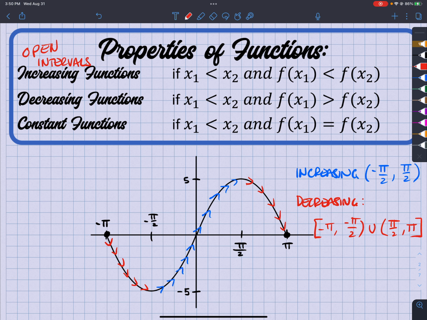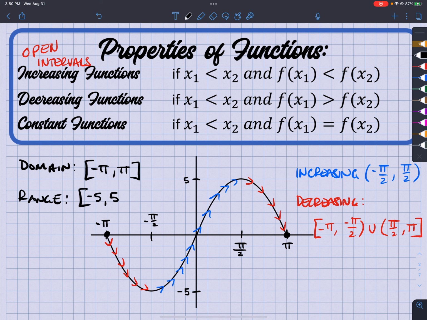But what's another thing that they can ask you in this graph, right? They could ask you, hey, what is the domain? And the domain is going to be from negative pi to pi. What's the range? Well, its range is actually going to be from negative 5 to 5. The 5 doesn't look very good, so let's rewrite it. There we go.